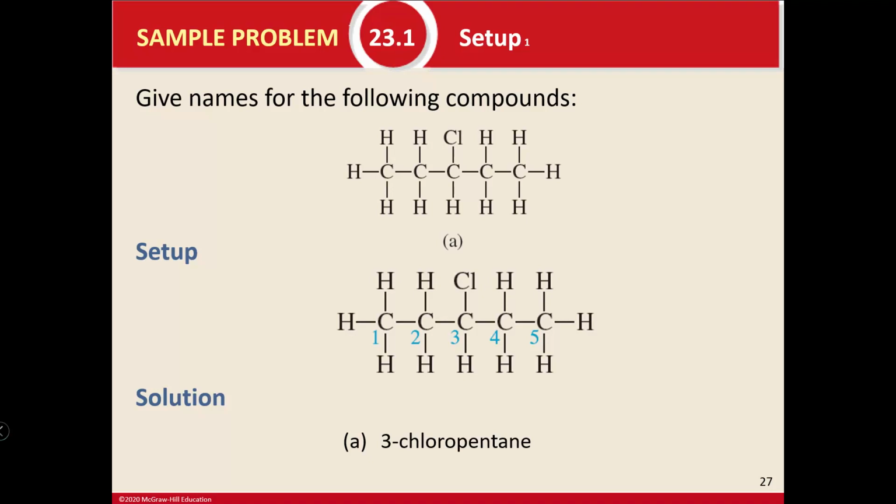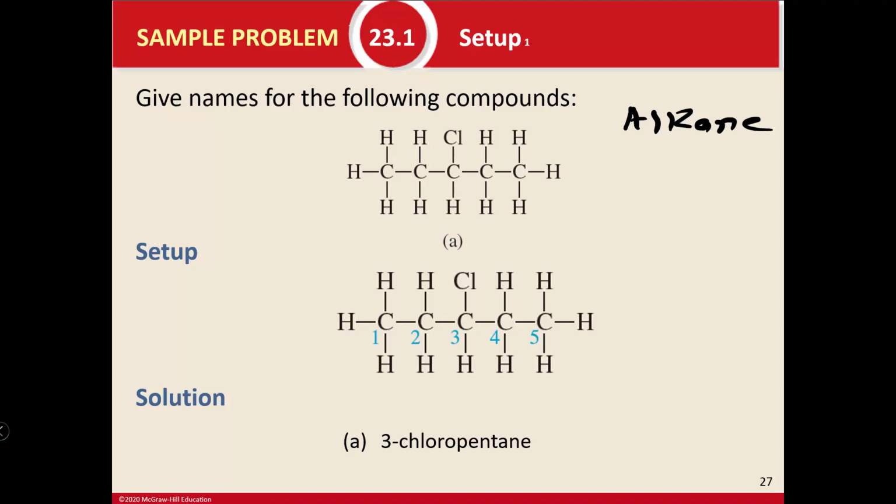All right, so give the names for the following compounds. The first thing you're going to say is, okay, this is in a class of compounds called alkanes. Alkanes are carbon-based compounds that are single bonded. So we've got an alkane here, and it's an aliphatic hydrocarbon if you want to think of that.